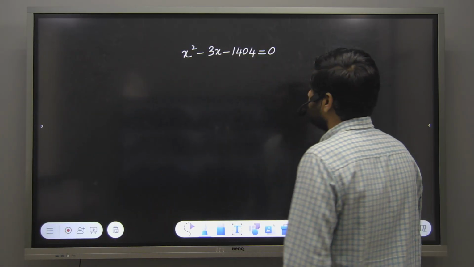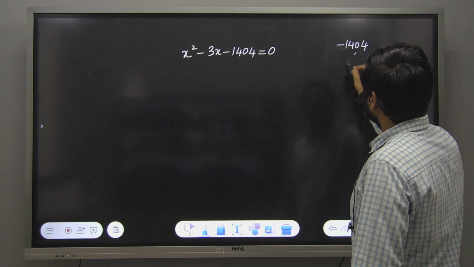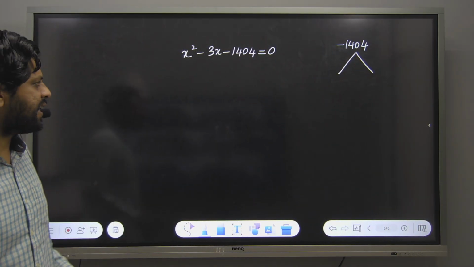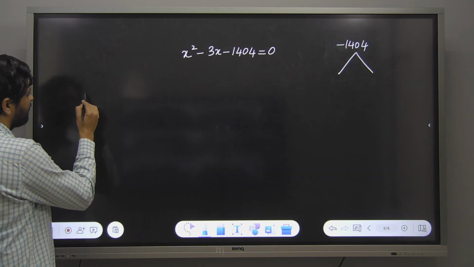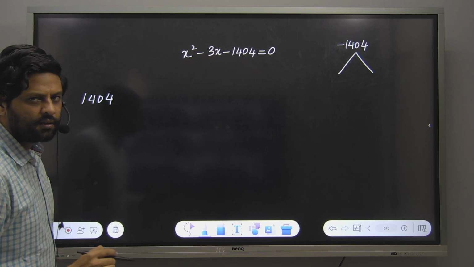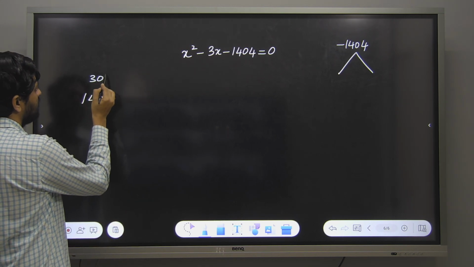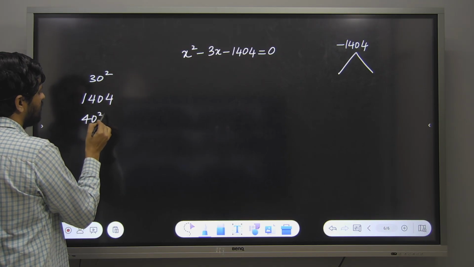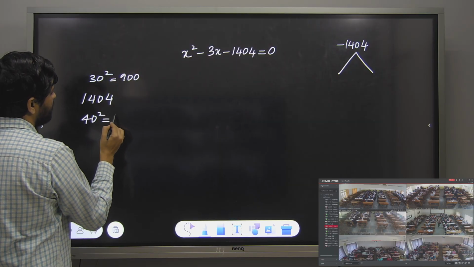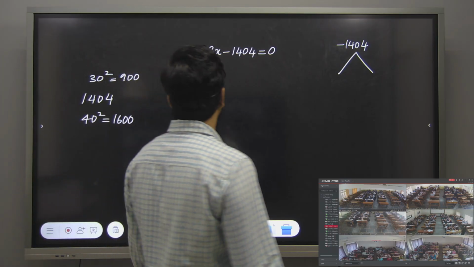Observe here. So first thing, what do I have? I have 1404. I need to split this, right? Now understand carefully. 1404 lies between which two squares? 30 square and 40 square. 30 square is 900, 40 square is 1600. It lies between 30 square and 40 square.